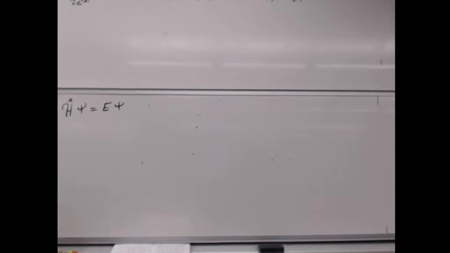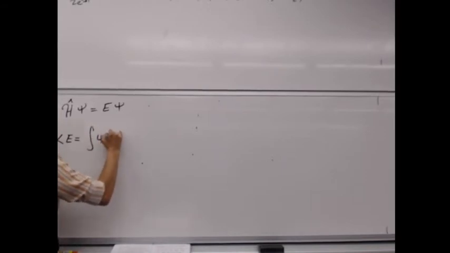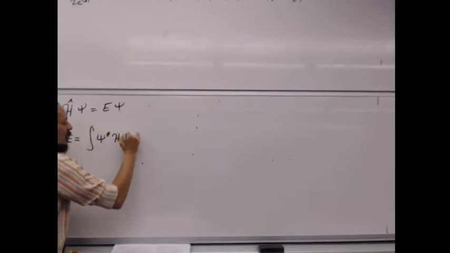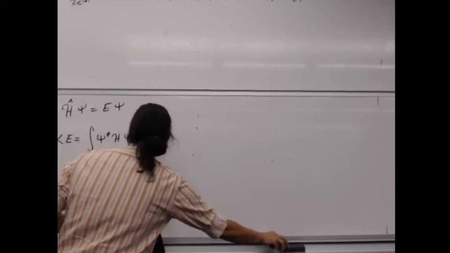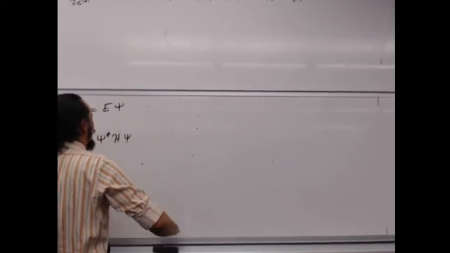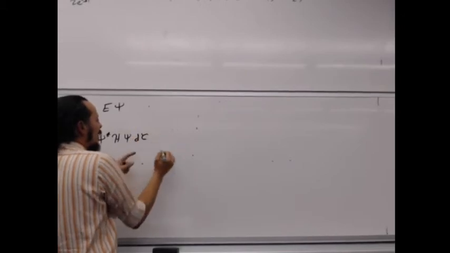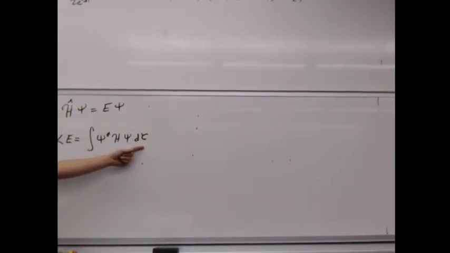And if I wanted to calculate some average E, I would do the integral of psi star H psi d tau. This could be x, y, z. This could be r theta phi. It could be 3 components, 6 components, 12, however many electrons we have. We're going to have that number of components.